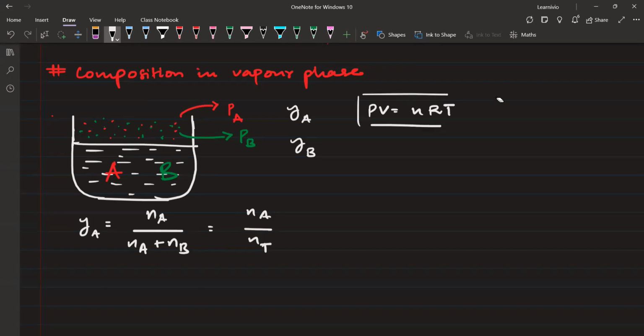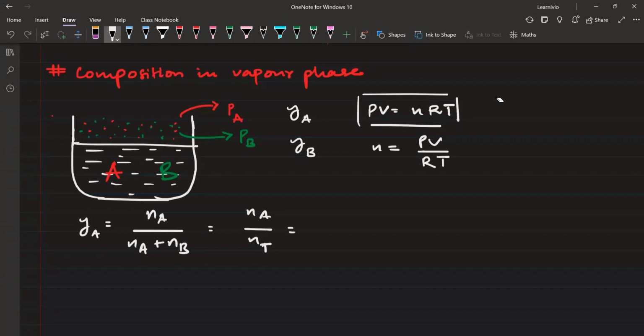PV is equal to nRT, right? Now please see, here we are having the number of moles. So the number of moles is equal to how much? This will be equal to PV upon RT. Make sense? Yes or no? Please tell me. Yes, sir.